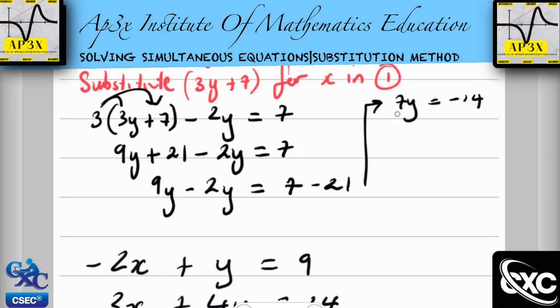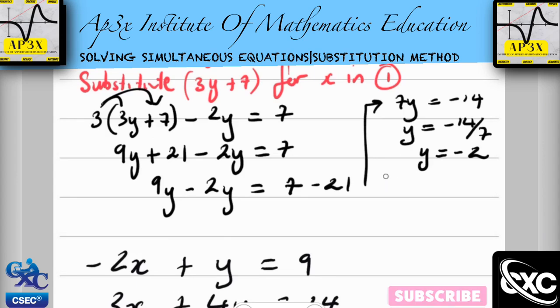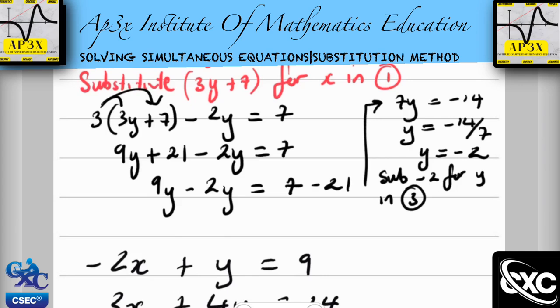So if I split the product by dividing both sides by 7, I'll end up with y is equal to negative 14 divided by 7. It so happens that y is equal to negative 2. Now I can quickly substitute negative 2 for y in equation 3. Always equation 3. So then here we have 3 open bracket negative 2 close bracket plus 7, and that will give me the value of x.